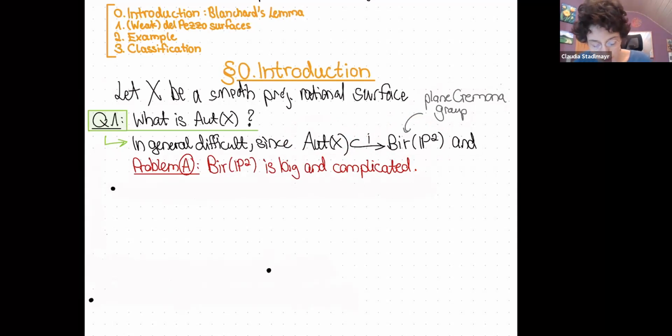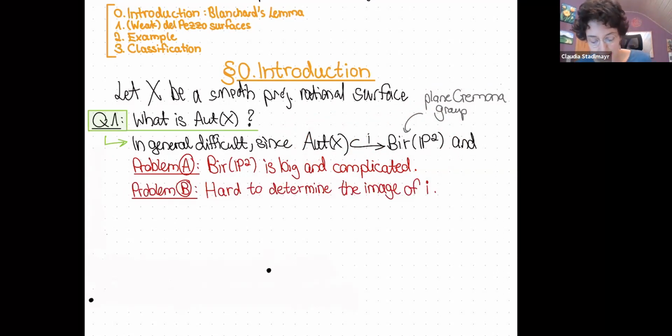One problem for determining the automorphism group of X is that the plane Cremona group is quite big, not even finitely generated, and complicated. So it does not give that many restrictions on Aut(X). The second problem we're facing is that in general, it's not so easy to determine the image of this inclusion. Also, this inclusion is not even defined canonically, since it depends on the choice of a birational isomorphism between X and P^2.